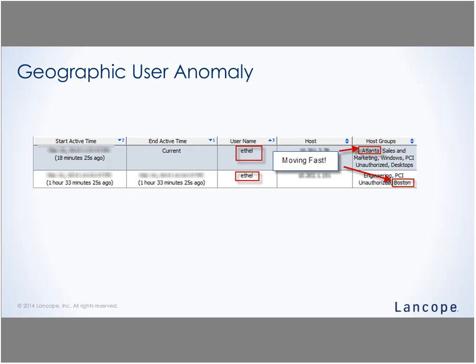So, some examples here. This is one type of an anomaly for the organization. In this case, Ethel, 1 hour and 33 minutes ago, was located in Boston, and then 18 minutes ago, somehow she showed up in Atlanta. And this is probably not possible to move that fast, but these become even more scary when Ethel's logged into Atlanta at the same time that she's logged in from the Far East or something along those lines, which tells us that her credentials are being abused.